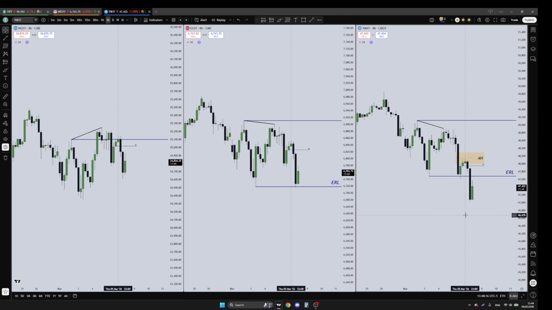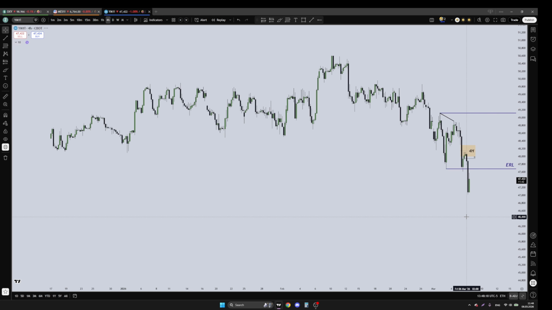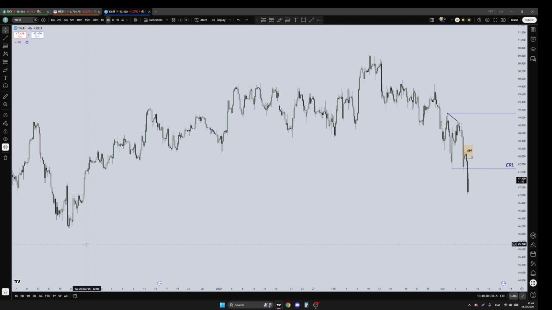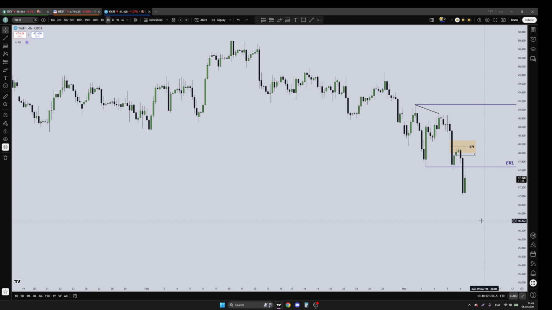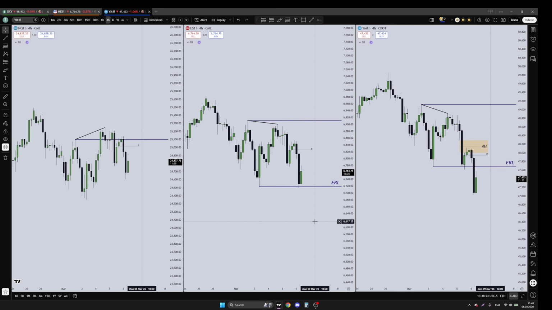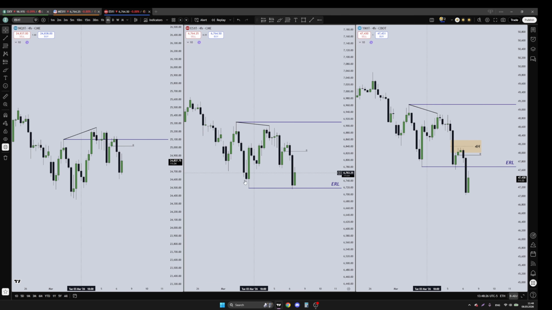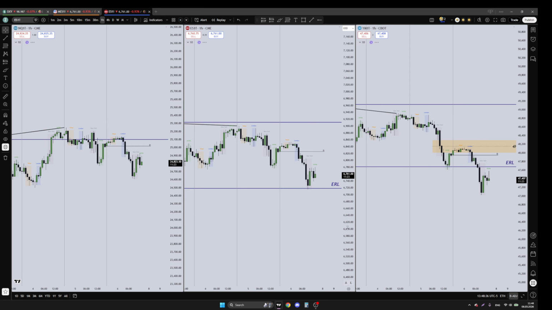Also, YM again is the weakest, but I don't really have any draw lower for the YM to target. For my step 2, I need the higher time frame draw on liquidity to be present, and YM already took it, so I don't really have a draw like that for YM.